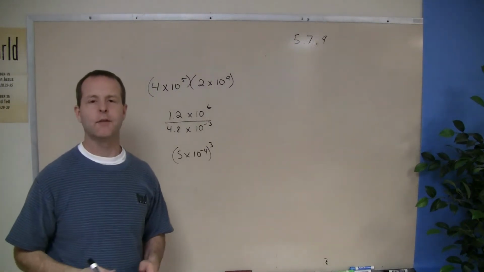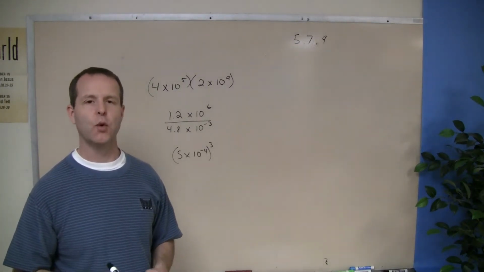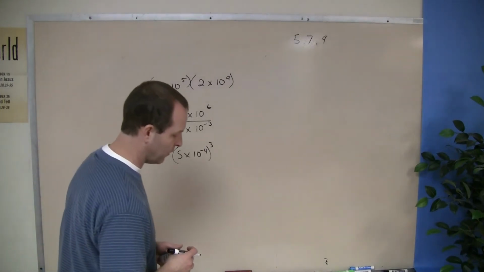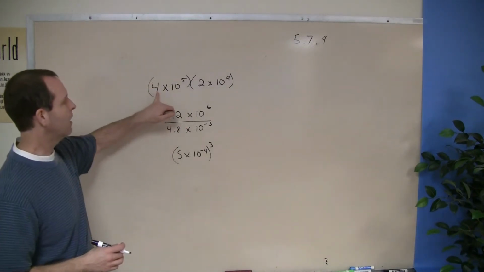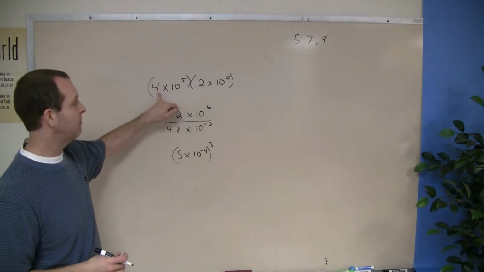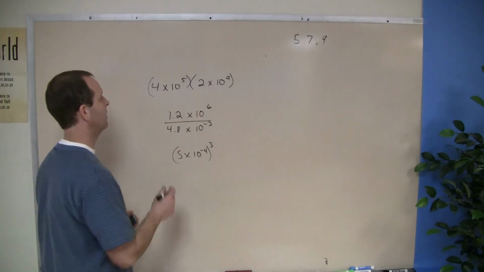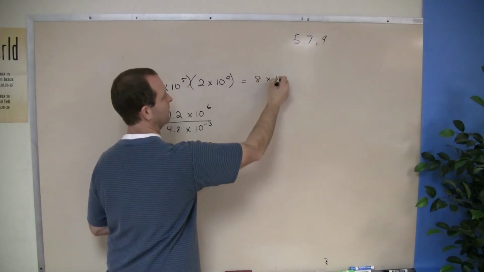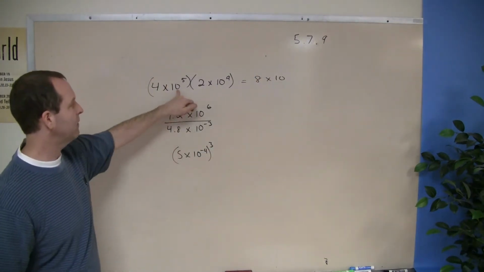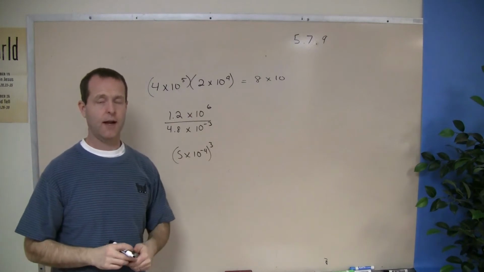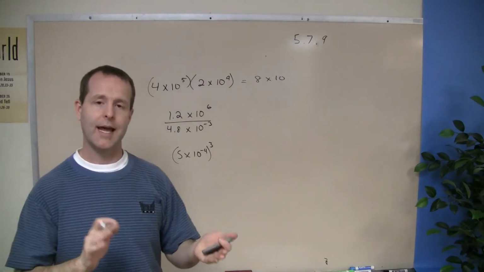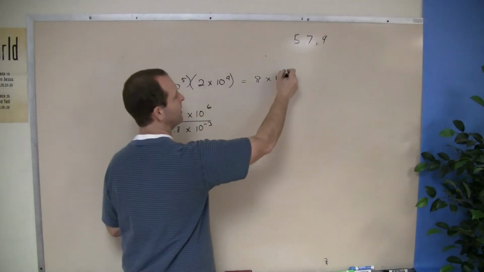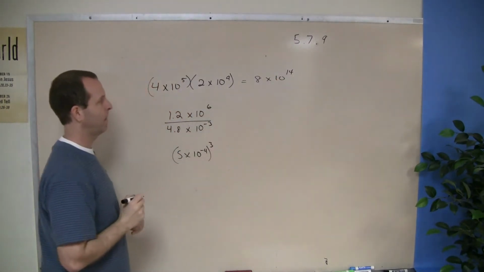We'll also many times be doing computations with numbers written in scientific form or scientific notation. In the process as we go through and do these, I'm going to multiply this component times its corresponding component. 4 times 2 is 8. And then I'm multiplying 10 to the 5th times 10 to the 9th. Remember, when you multiply like bases, you add the exponents. So my result here would be 10 to the 14th.